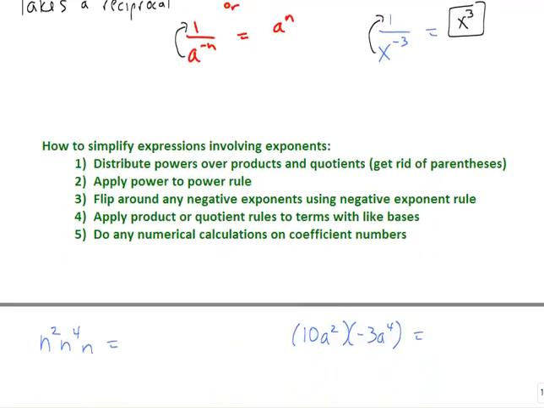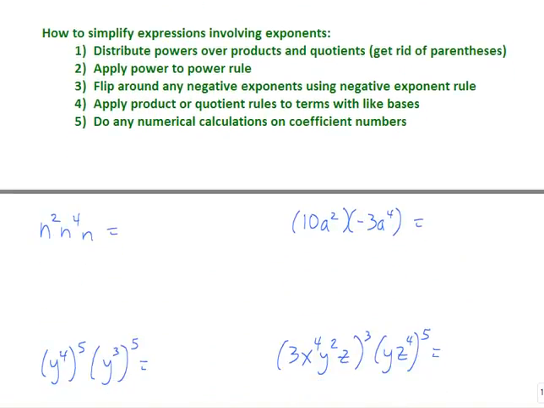So what we're going to be doing next here is putting all these rules together to simplify expressions involving exponents. These are sort of the steps that you would want to follow to help make the problems a little bit more manageable. Step 1 is to distribute your powers over your products and your quotients. In other words, you want to get rid of any parentheses that you might have in the original problem first. When you're doing that and you're distributing those powers, if there are any powers on the inside of the parentheses and a power on the outside, you're going to be applying your power to a power rule, which basically says you can multiply those powers together.